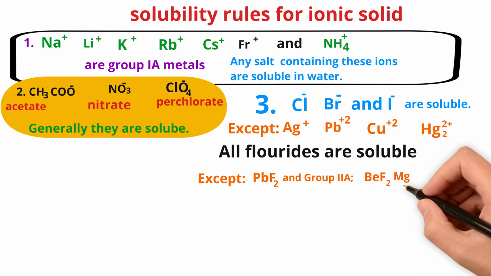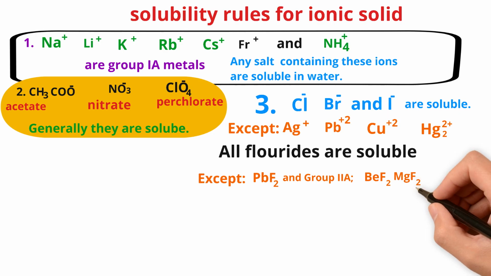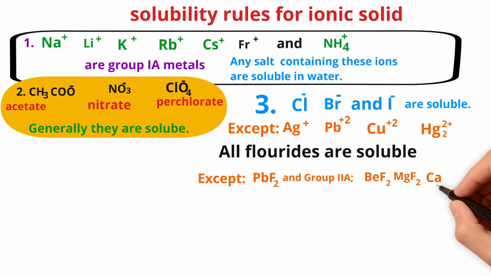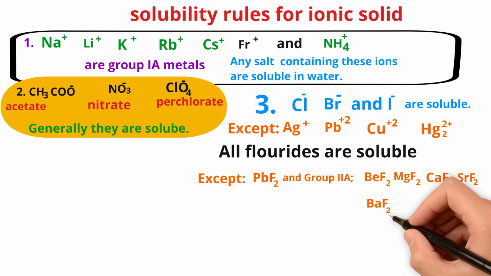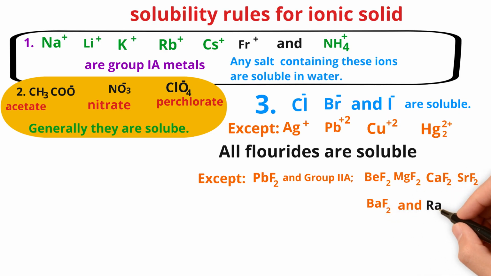Group 2 metal fluorides: magnesium fluoride, calcium fluoride, strontium fluoride, barium fluoride, and radium fluoride. Actually, radium is a radioactive element. These fluorides are insoluble. Out of these, all fluorides are soluble, but these fluorides are insoluble.